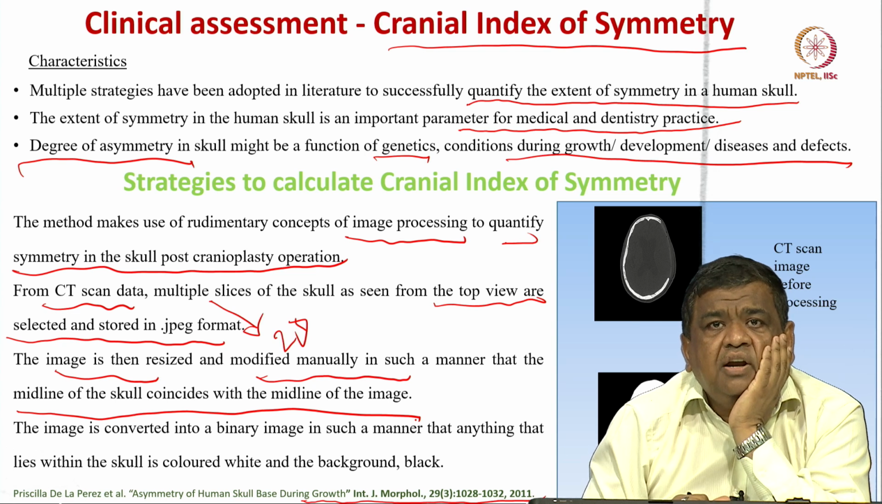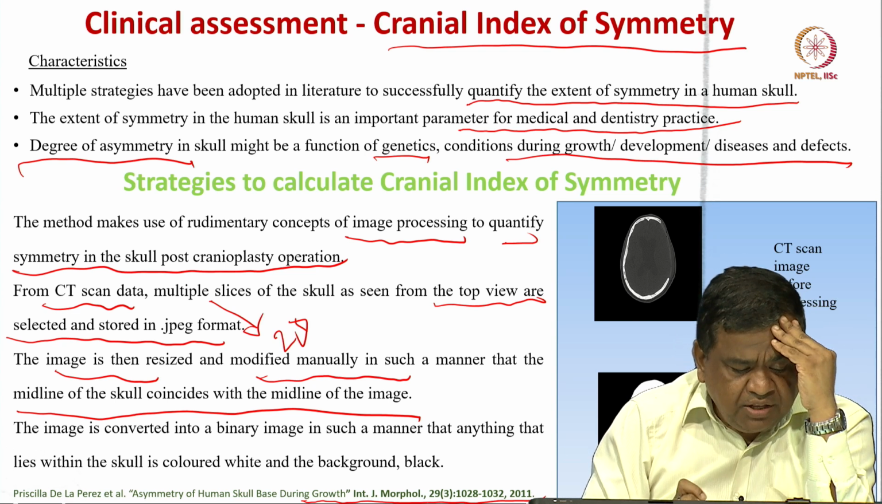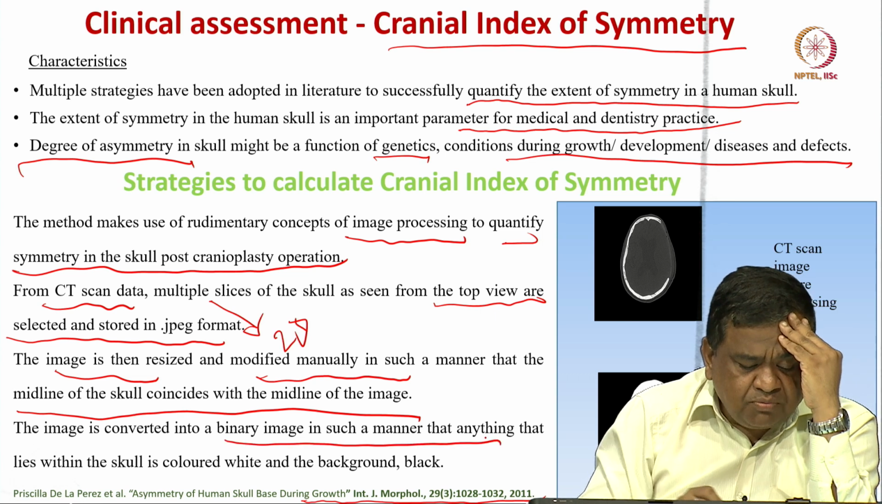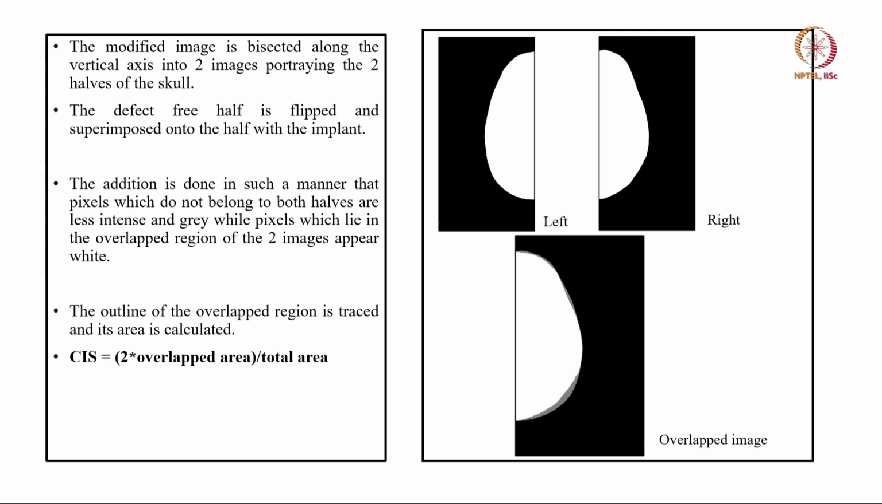That is very important. So midline of the skull and midline of the image perfectly coincide, and then there is this transformation to binary image, so to white and black. So the skull is colored white and the background is black. So what you see, this is the symmetry, this is the left and this is the right, and this is the overlapped one. And then when you overlap it, you do notice that there is a place where it is not perfectly fitting, right.